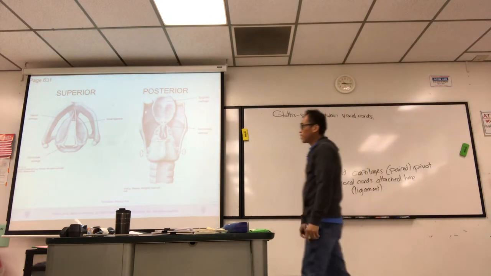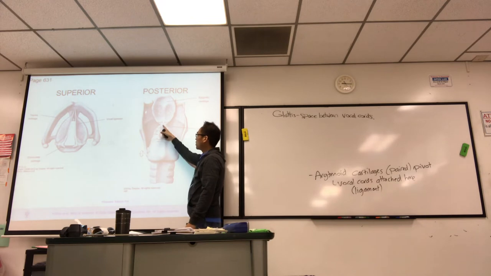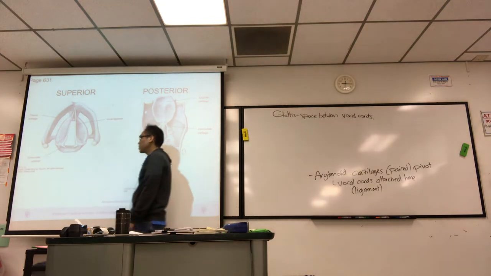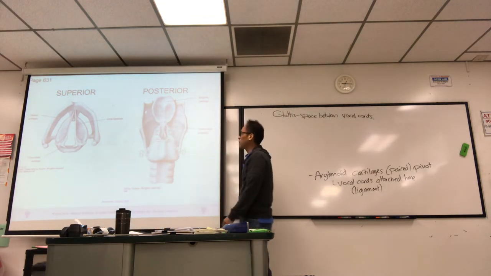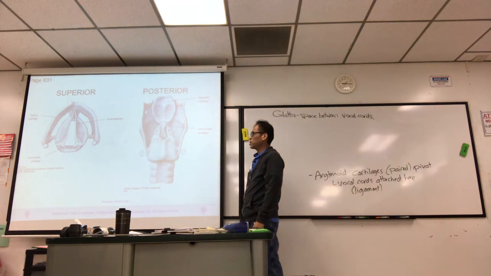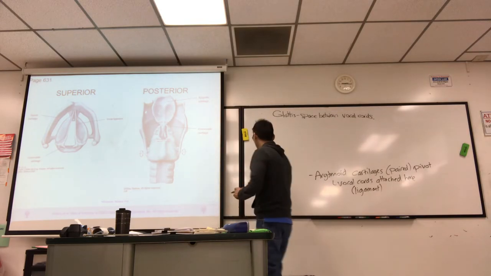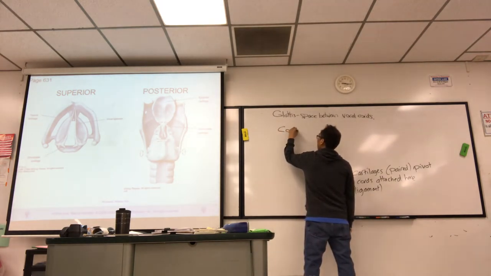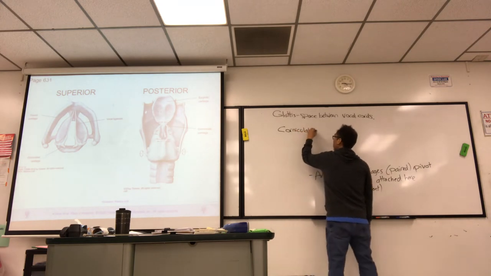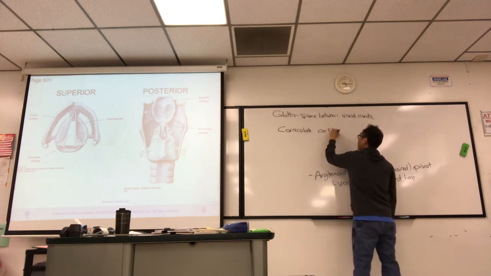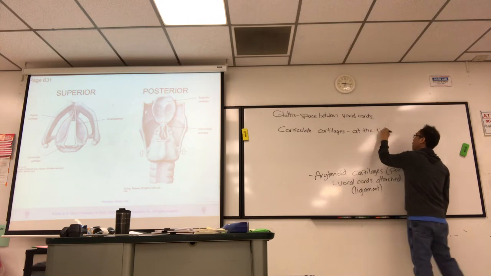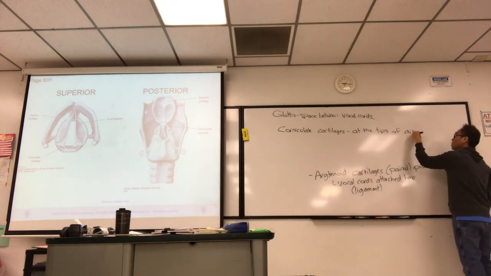All right, so let's see. The other little cartilages that you can see there are little horns on the tips of the arytenoids. Horn-shaped, the anatomy word for it, is corniculate. So the corniculate cartilages are paired horn-shaped cartilages at the very tip of the arytenoid.